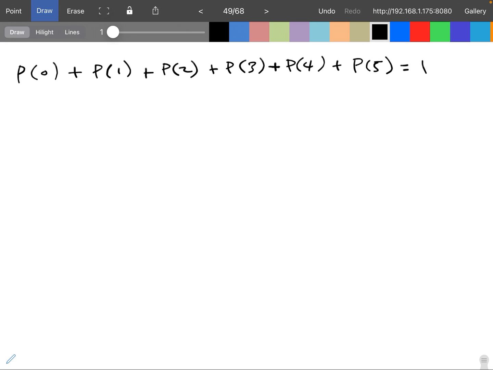Now, we want the probability of at least 2 correct. So what we want is we want this part right here. We want this, right? That's the probability of at least 2 correct. I could get 2 correct, or 3 correct, or 4 correct, or 5 correct, right? So that part is what we want. We want at least 2 correct.